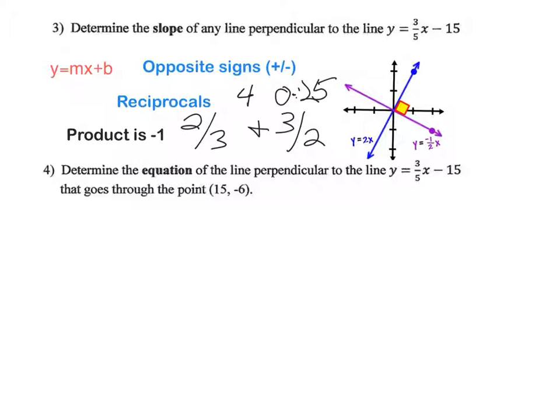All right, so that's a lot of information, but to go back to our original question, in number 3, I notice that this has a positive slope. So the first thing I know is that the slope is going to be negative, because if the one we're given is positive, the opposite sign is negative. And then all I have to do is flip the numerator and denominator of the fraction. So -5/3 is our slope.